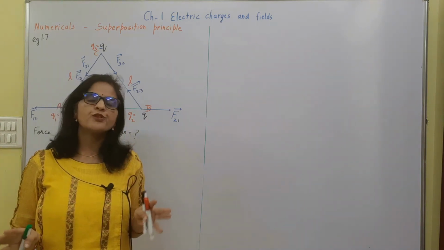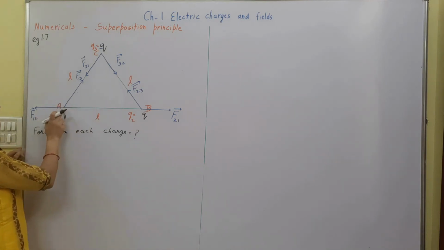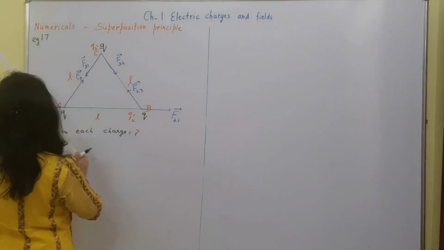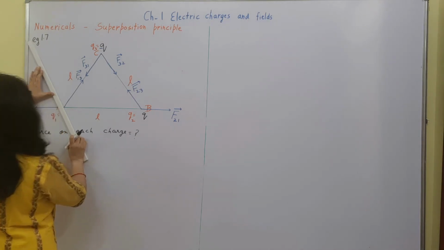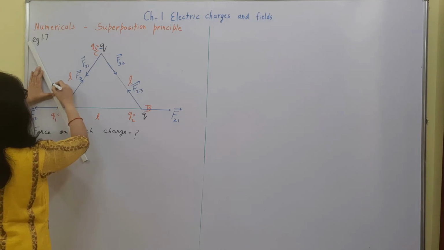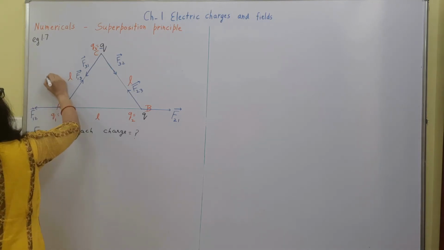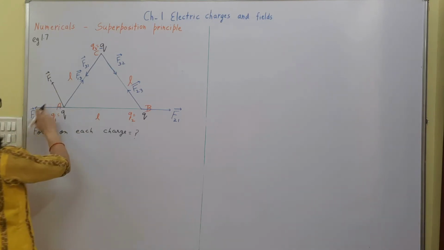You have to find the net force on each charge. What will be our steps? We will have to find the resultant of this and this to find the net force on this charge Q1. So what will be the direction of resultant according to parallelogram law? The direction of the resultant will be along the diagonal of this parallelogram. This will be the net force on first charge, which is the resultant of this and this.